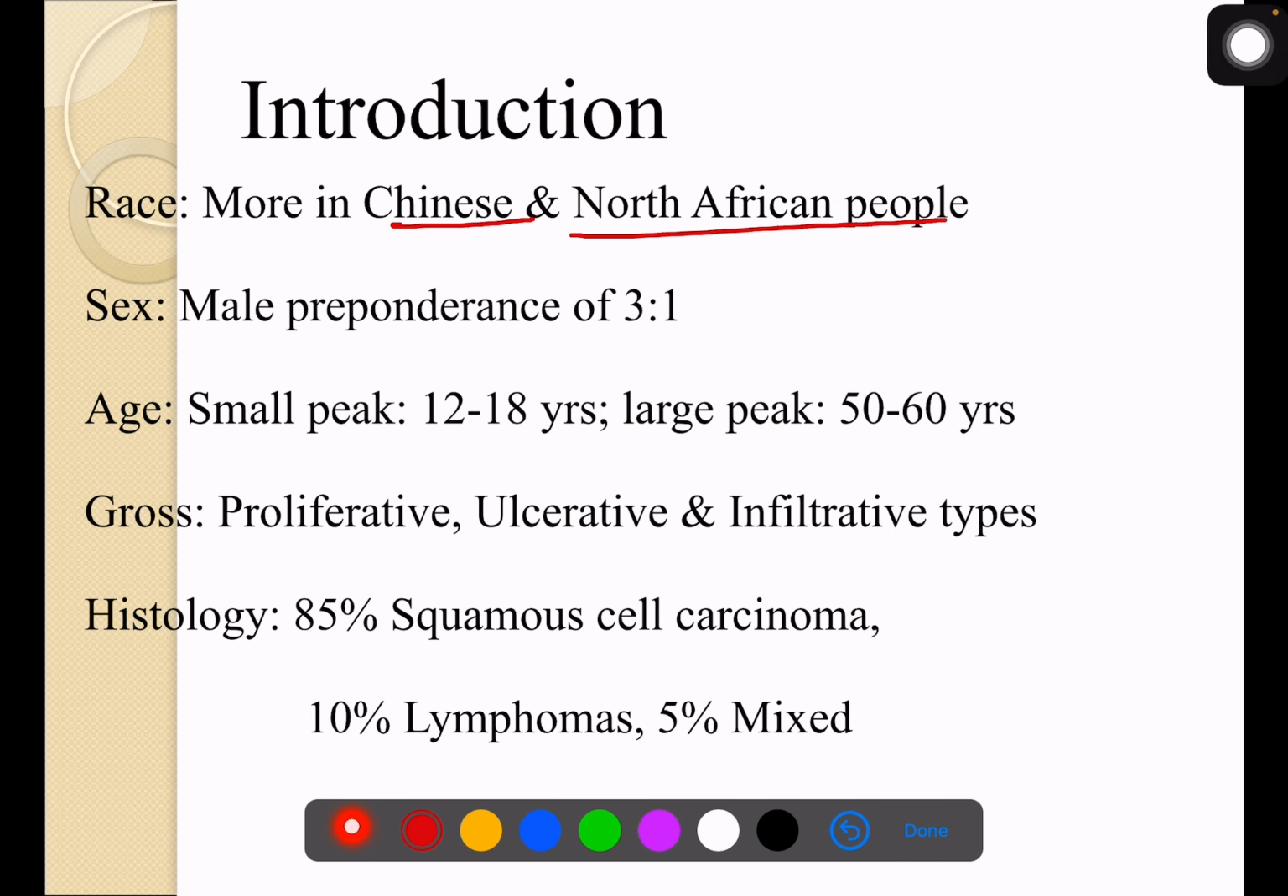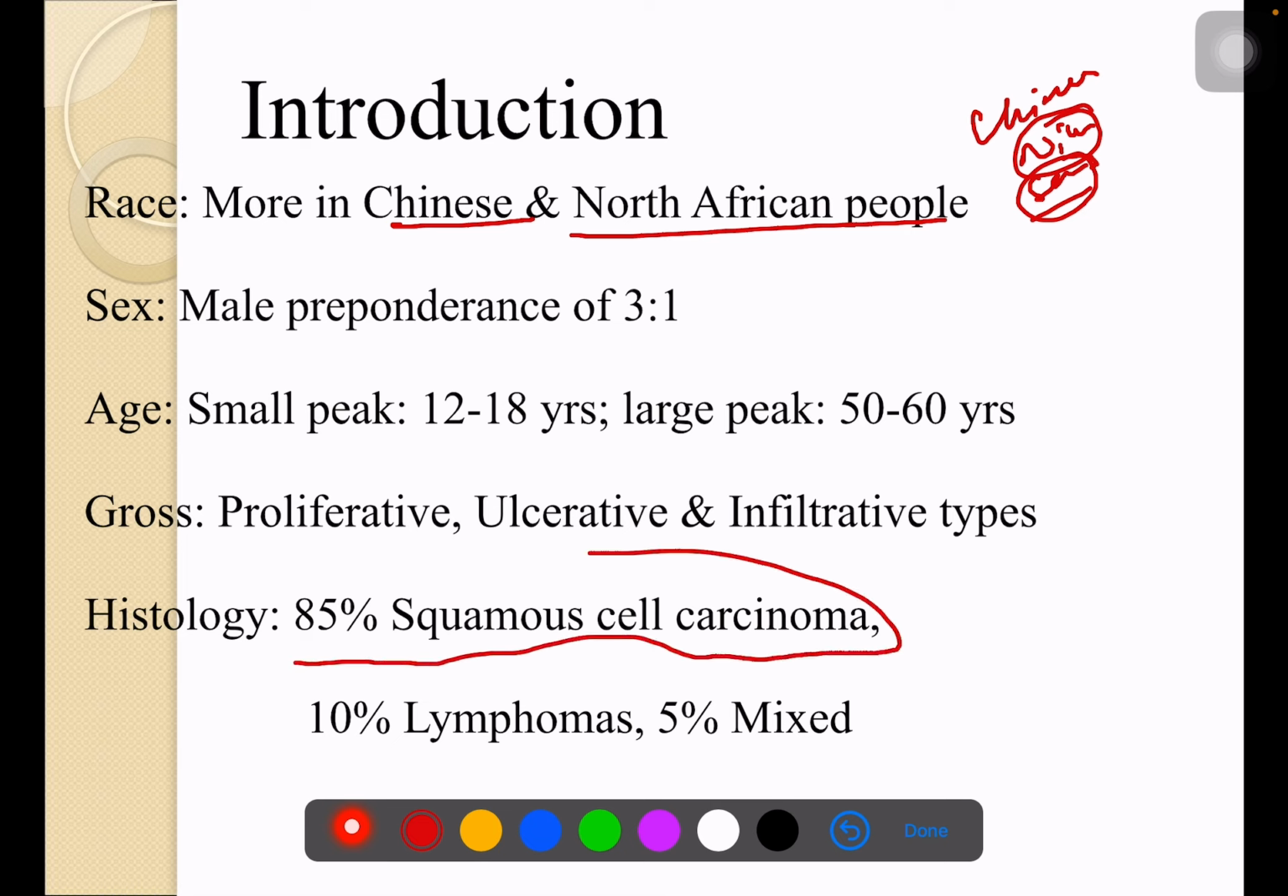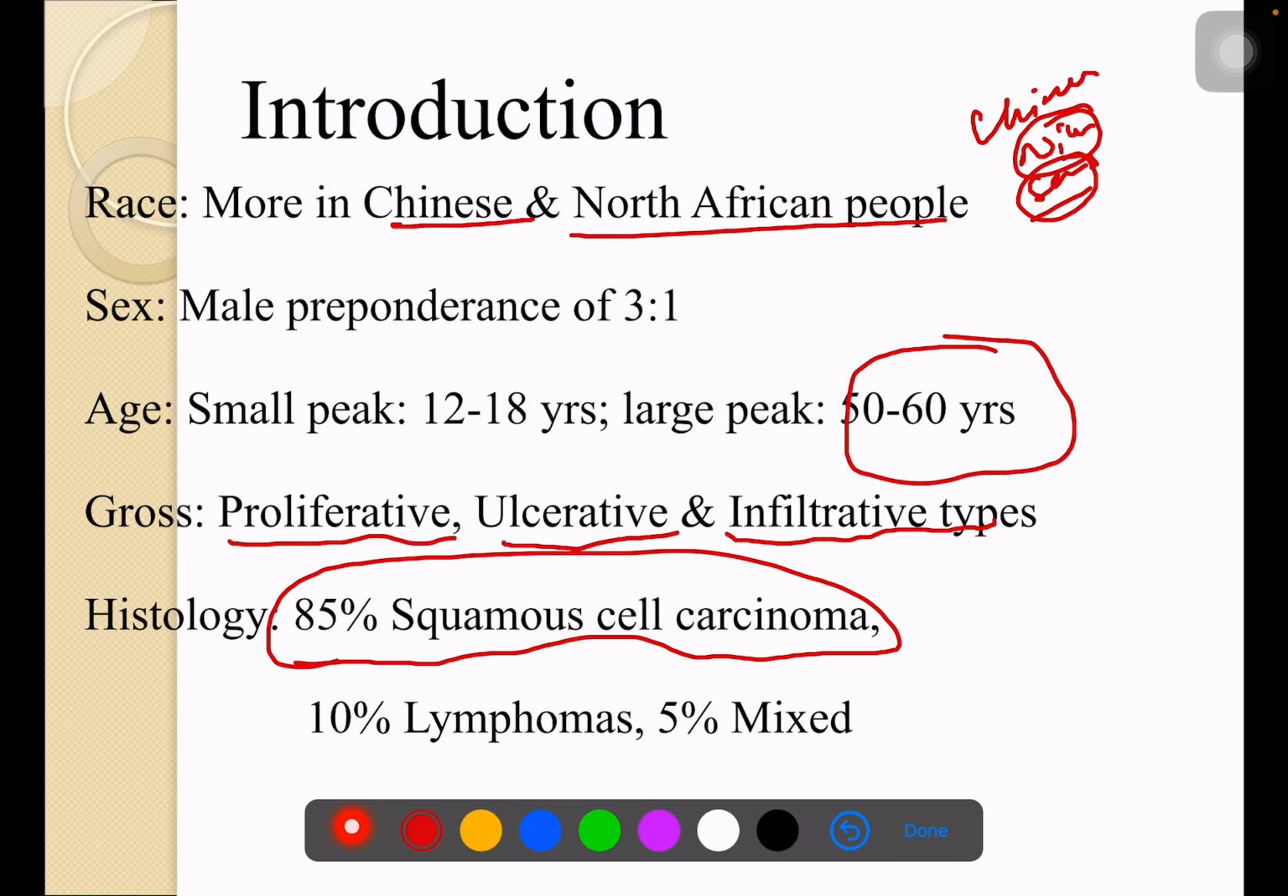You need to understand that whenever we talk about nasopharyngeal cancer, the Chinese population, use of nitrosamines, and seafood are the different indications. Remember that the most common type is squamous cell carcinoma. Grossly, it looks proliferative, ulcerative, and infiltrative. It is usually seen in old age, but can also be seen in the young.